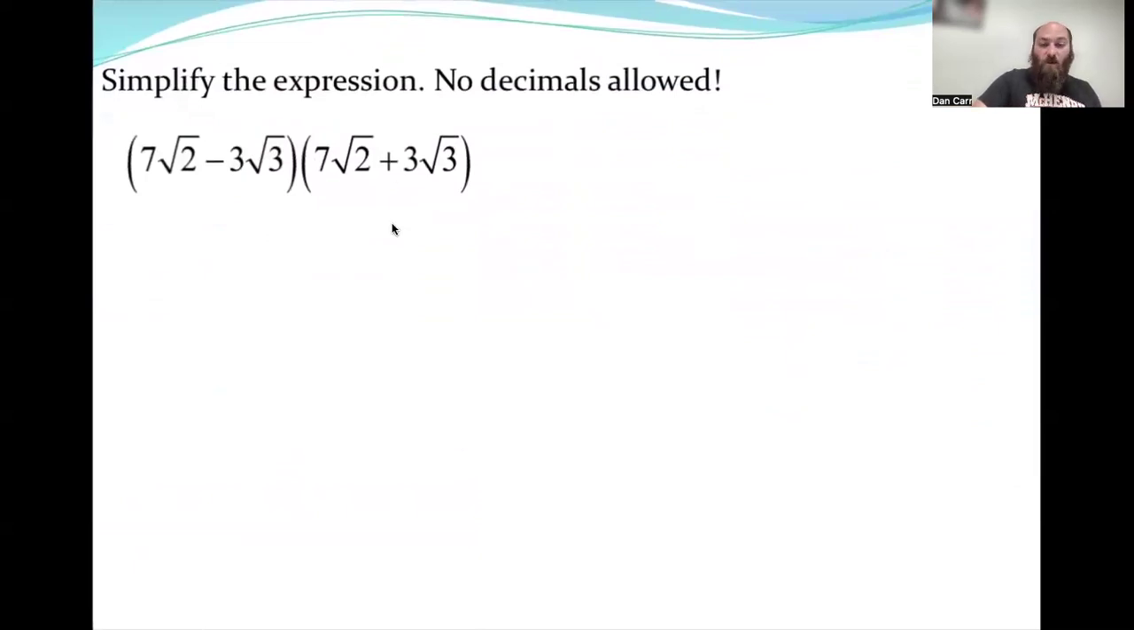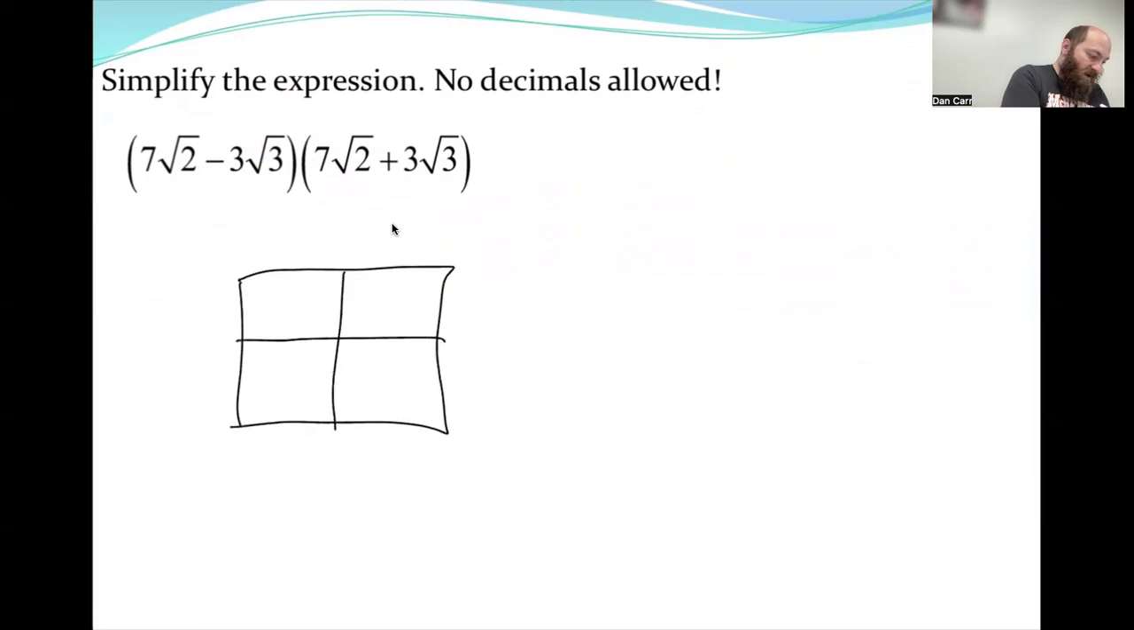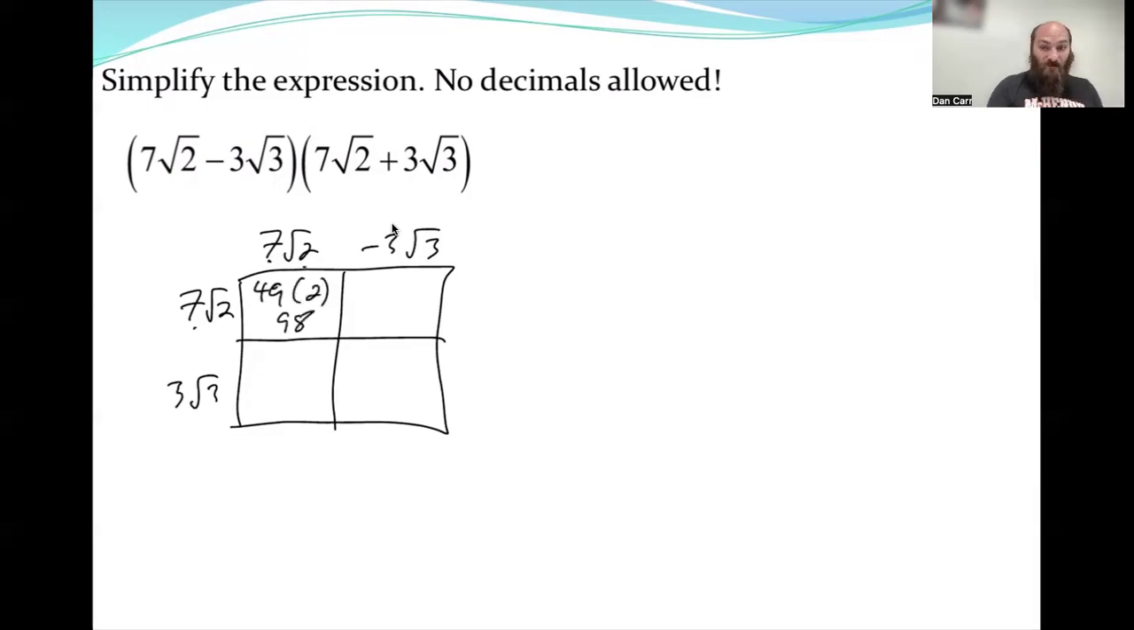Okay, so I got another multiplication one here. This one's a little bit special. I'm still going to go right to my box method. I've got 7 radical 2, negative 3 radical 3, 7 radical 2, and positive 3 radical 3. Notice all the same numbers, but opposite signs. So 7 times 7 is 49, and then root 2 times root 2 is 2. So this turns into a 98.